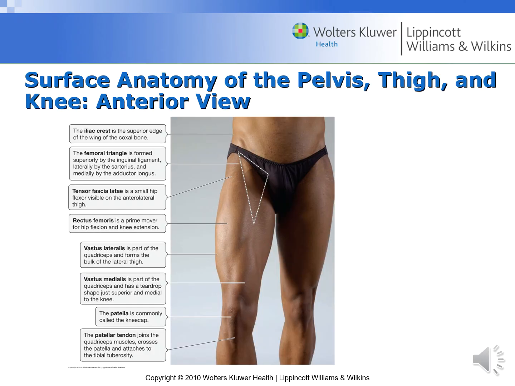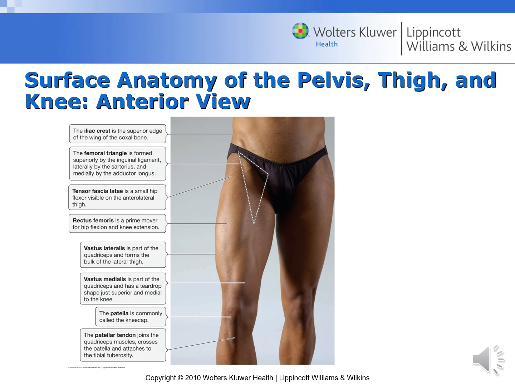So we begin today's lecture by taking a look at the surface anatomy of the pelvis, thigh, and knee. Here is the anterior view, and as we can see most superiorly, right on the left-hand side of your screen, we see the iliac crest. The iliac crest is the superior edge of the wing of the coxal bone. Then you see the femoral triangle. It is formed superiorly by the inguinal ligament, laterally by the sartorius, and medially by the adductor longus.